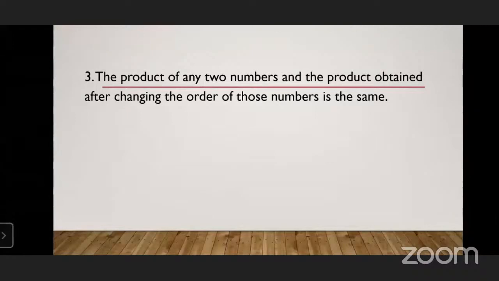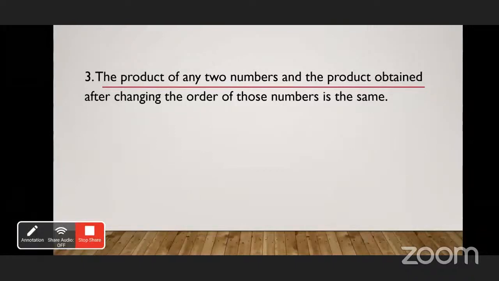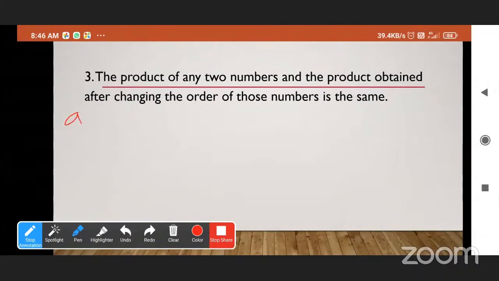The product of any two numbers and the product obtained after changing the order of these numbers is the same. Okay, product. What do you mean by product? Yes. Product means multiplication of two numbers. Here, if we write two numbers as A and B, this is two numbers. Now the product of two numbers means A multiplied by B. Changing the order means we will change the order of these numbers. We will write B here and A here. So see here, we will change the order of A and B. So the products are the same.